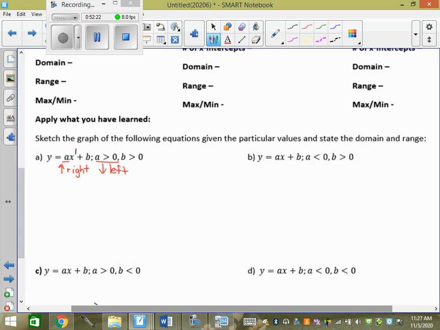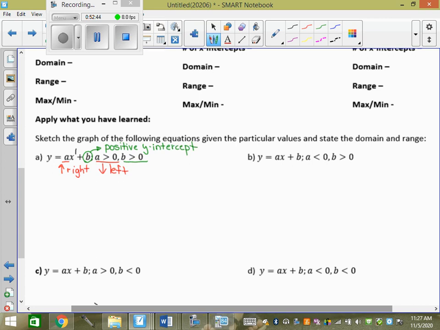Okay? The other piece of information it gave me is that b is greater than 0. What is my b? My b is my constant. What is my constant? Another word for the constant. It's my y-intercept. So if my b is greater than 0, it's telling me I have a positive y-intercept. That's the only information it gave me.